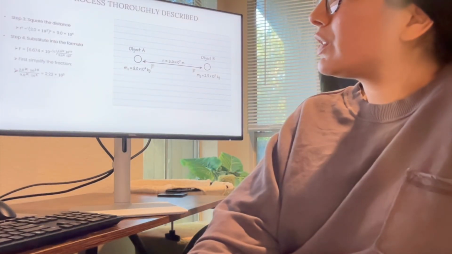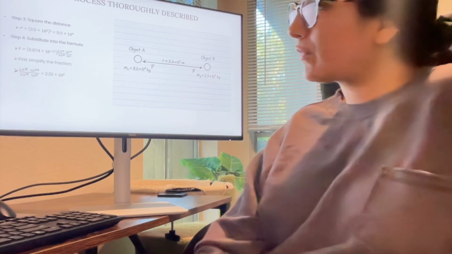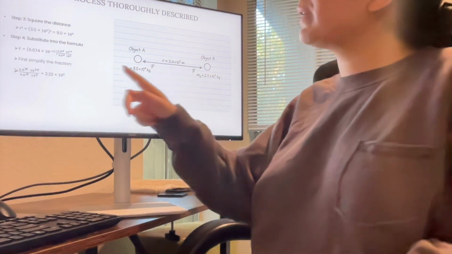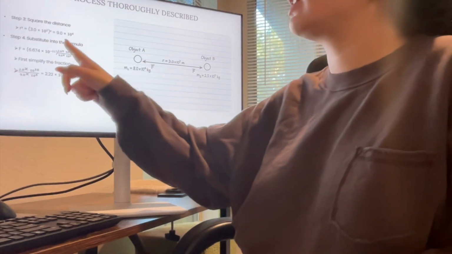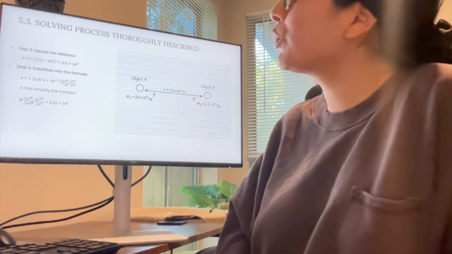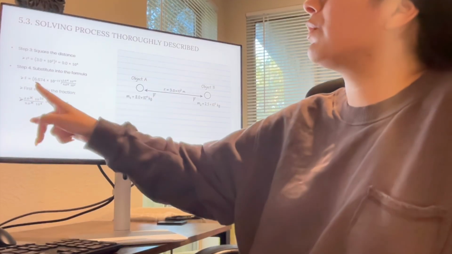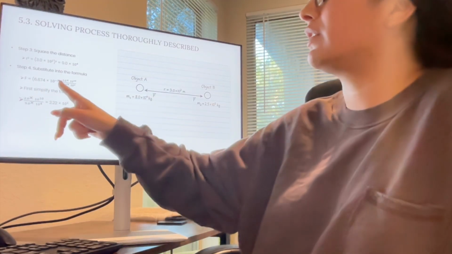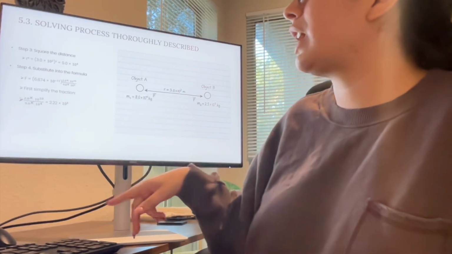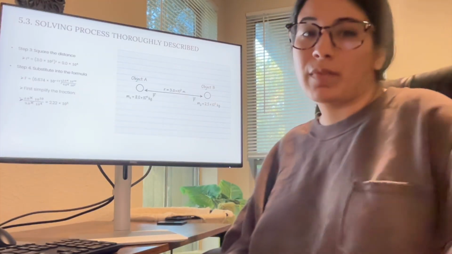So now we're going to continue and square the distance for step 3. So I have the distance of 3.0 times 10 to the 2nd power, which is just going to equal 9 times 10 to the 4th power. So now, step 4, we're going to substitute into the formula. So we're going to plug it in here. F equals 6.674 times 10 to the negative 11th, multiplied by 2 times 10 to the 10th power over 9 times 10 to the 4th power.